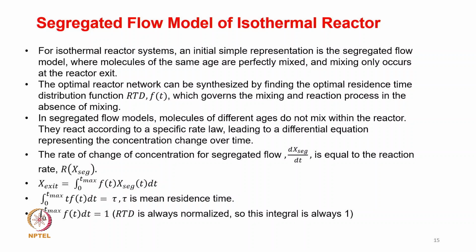The rate of change of concentration for segregated flow, dx_seg by dt, is equal to the reaction rate. And x exit is the exit age conversion. So the exit conversion would be the integral from t naught to t max of f of t times x_seg of t dt, and the integral from t naught to t max of t times f of t dt would give you tau, which is the mean residence time. And of course, you have the normalization: the integral from t naught to t max of f of t dt is equal to 1, which is the RTD. This is the normalized structure, which behaves like a probability distribution.